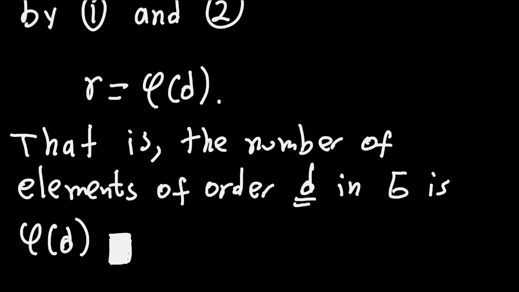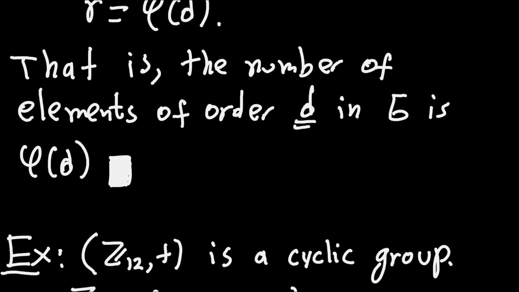What that means is, what is R here? R is the number of elements in G of order D. The number of elements of order D in G is phi of d. So that is exactly what the proof is. Alright, the reason I did this proof is because it has a nice idea about counting. So that proves the theorem.